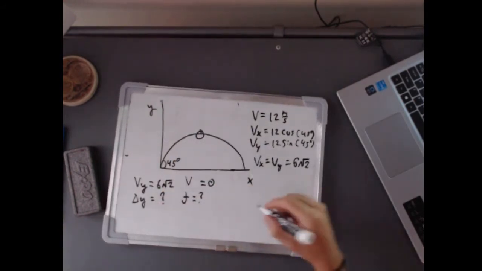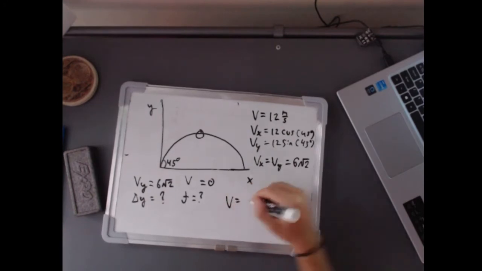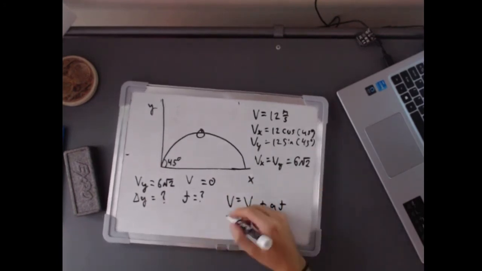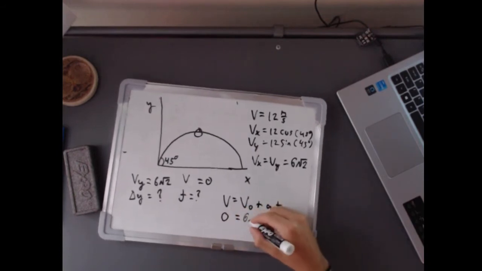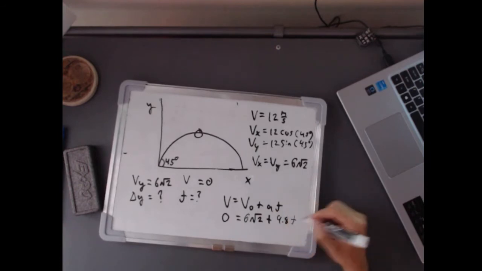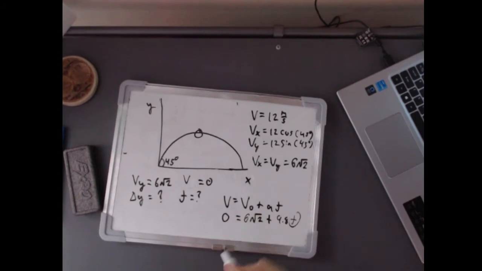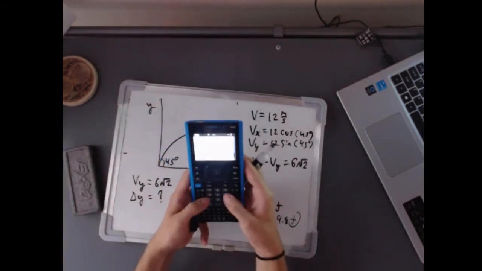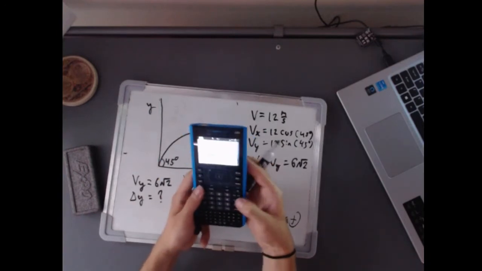These are our kinematic equations. We can look at equation 1. v is equal to v0 plus at, or 0 is equal to 6 times the square root of 2 plus 9.8 t. Solving this will let us find the time. Plugging these things into your calculator, do a little mix and match.